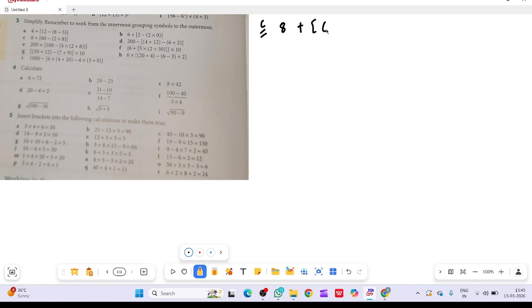C. 8 plus 60 minus 2 plus 8. So 8 plus 60 minus 10. So 8 plus 50, which is equal to what? 58.